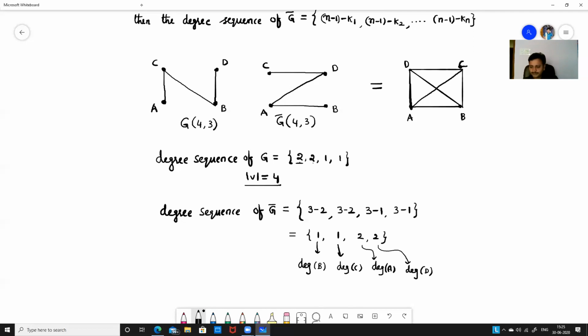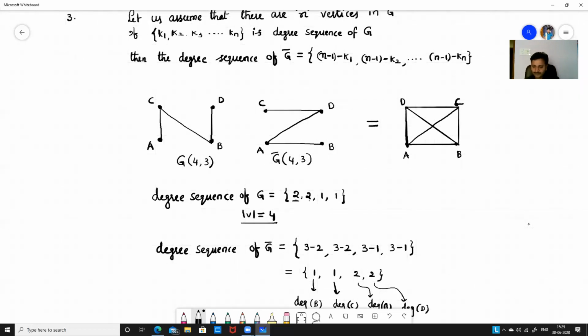Just go back to this formula. If you know the degree sequence of G, then the degree sequence of G bar can be computed using this formula. What is n minus 1? Here n is equal to 4, so 4 minus 1 means 3. So it is 3 minus k1, where the degrees are k1, k2, k3, k4. So 3 indicates n minus 1, minus k1. Is it clear now?